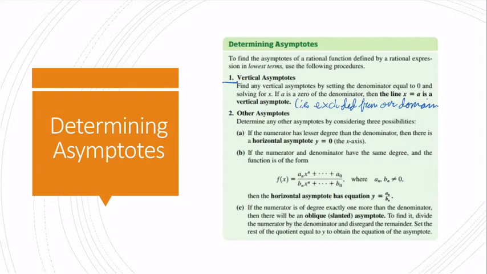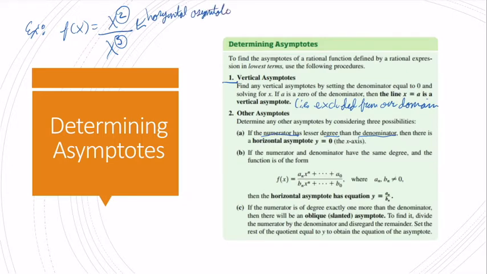Next, I will have a horizontal asymptote if the numerator has a lesser degree than the denominator. So for example, if my numerator was x squared and my denominator was x cubed, this would have a horizontal asymptote because my numerator has a lesser degree than my denominator. So this has a horizontal asymptote at y equals 0. This also has a vertical asymptote because it's x cubed, and the cube of x is 0.